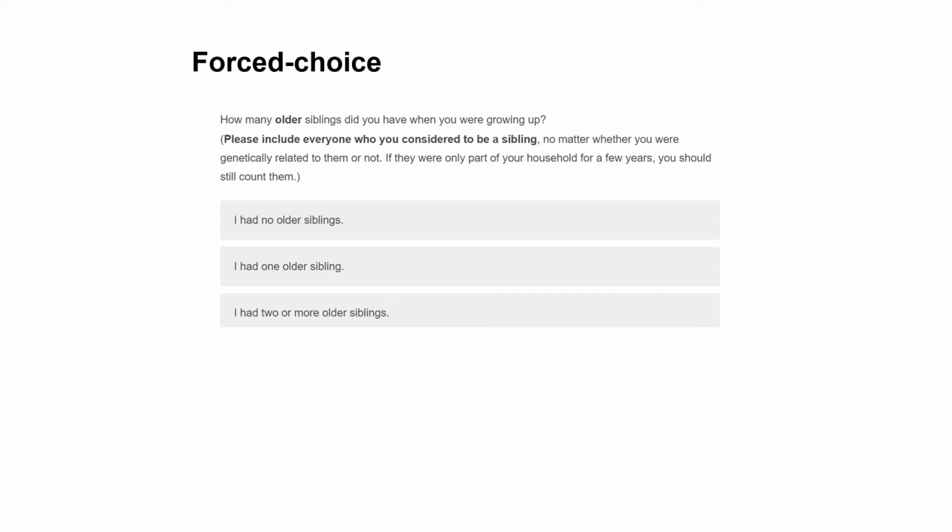But again, what's the example here? How many older siblings do you have when you're growing up? 0, 1, 2 or more. So you see how there's these forced choice options. And this, again, would be counted as a demographic question here.